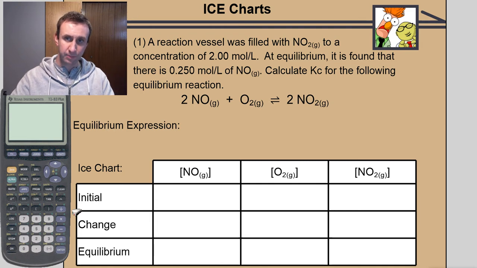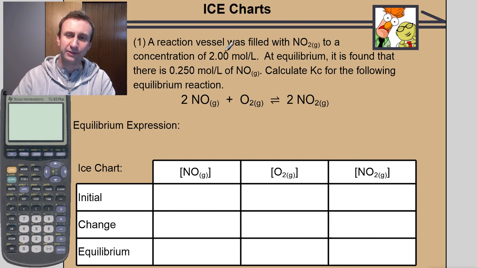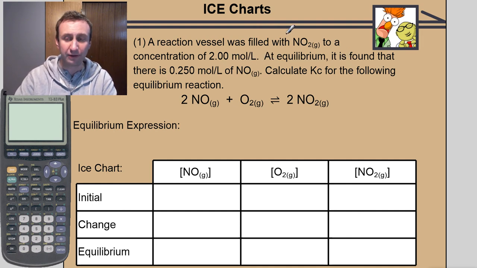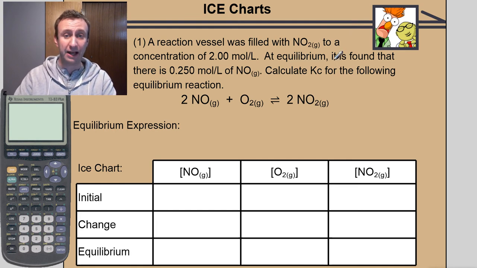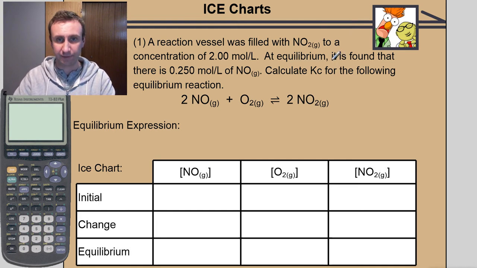All right. So this doesn't actually say right off the bat anything about initial, but it does say it was filled with NO2 to this concentration, and then we had equilibrium. So even though it's not explicitly saying initial, this implies that there was a before equilibrium was reached and then an after. So because of that, I'm using an ice chart.